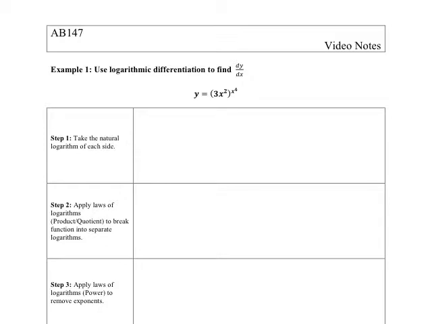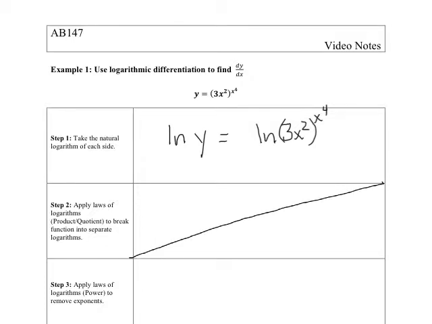Okay, so I've got y equals (3x squared) to the x to the fourth, and we want to use logarithmic differentiation. So step 1 says we take the natural log of both sides. So I can write this as the natural log of y is equal to the natural log of (3x squared) to the x to the fourth. The next step says apply laws of logarithms for the product and quotient. And in this case we actually don't have any of those laws to use. So step 2 we don't need to do on this problem.